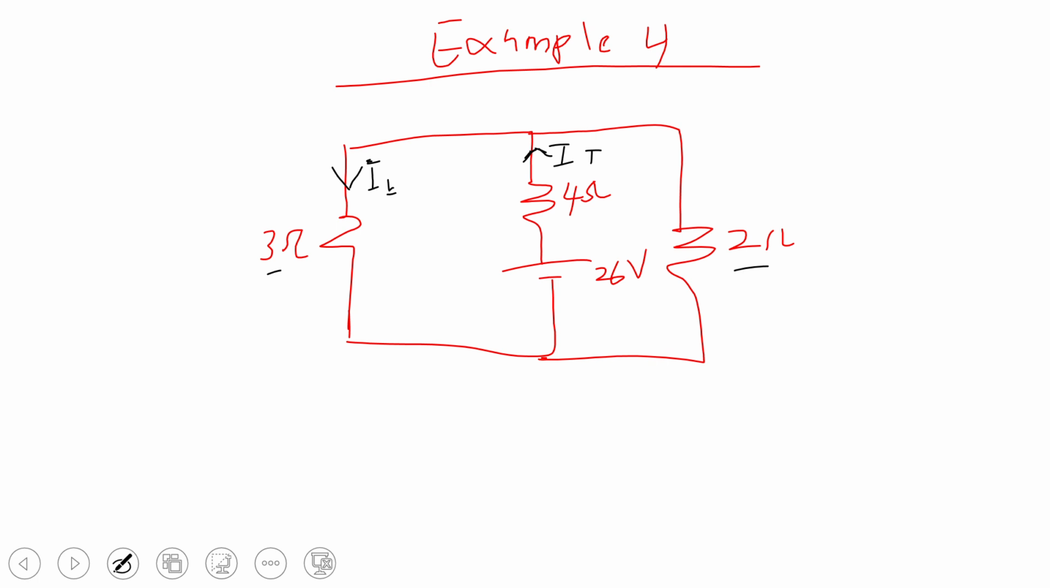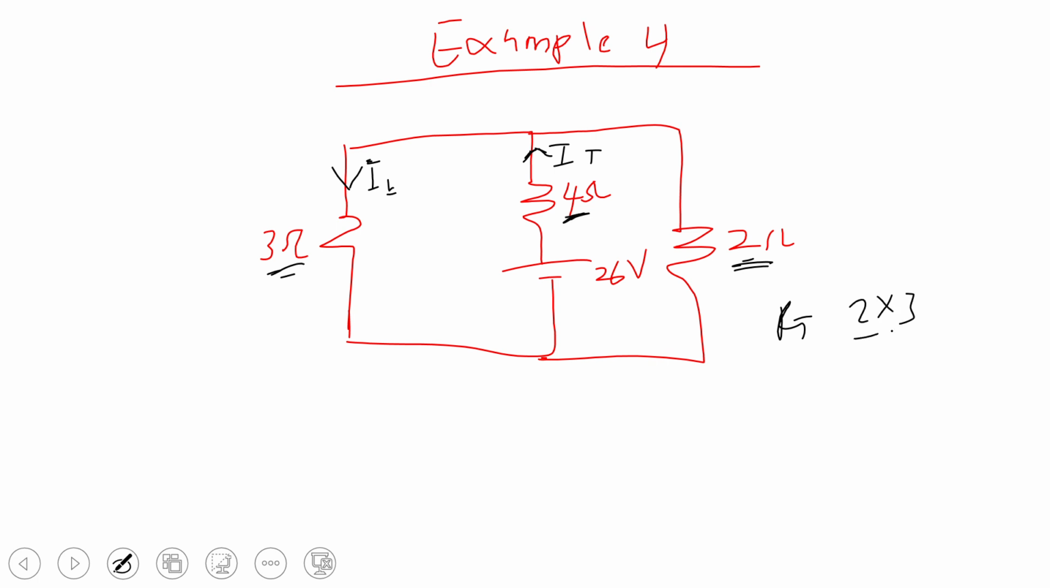How do I find IT? IT is going to be 3 and 2 in parallel, right? I'm going to find the total resistance. 3 and 2 are in parallel. After, it's going to be in series with 4.